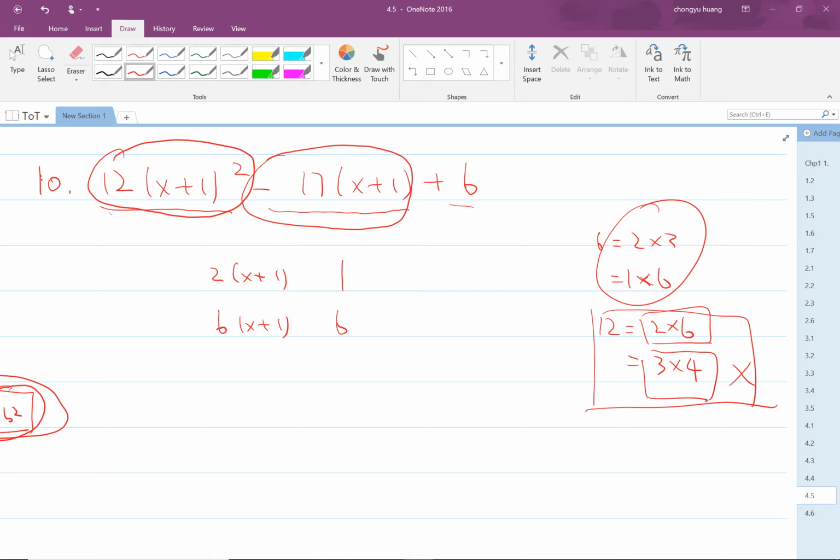And here is positive 6. It has to be positive, so we cannot have any negative stuff.